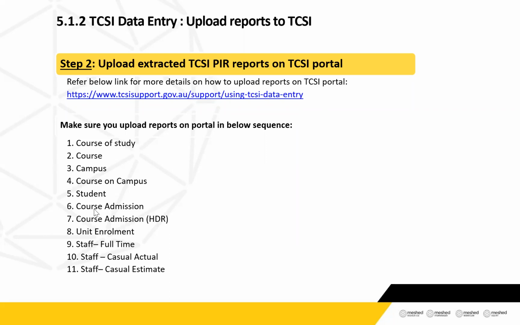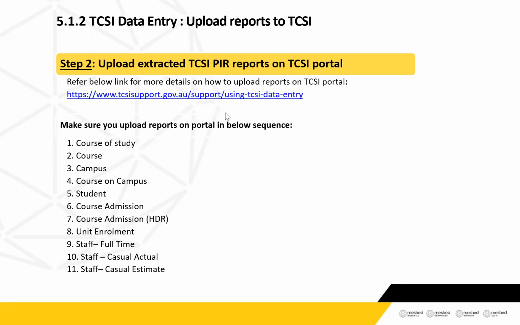So you'll end up having the same record in two files. For example, if I am a student with HDR information, you'll find my record in course admission as well as course admission HDR. But if I don't have any HDR related information, you'll find my record only in course admission, but not in the HDR report. So that's the difference. This is all about how you can use this report feature to extract and upload reports.